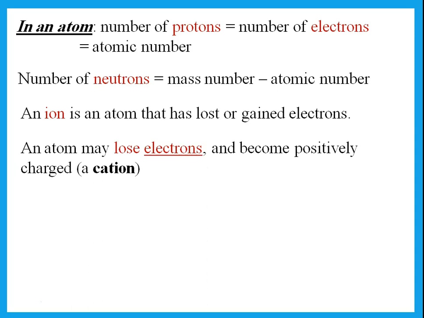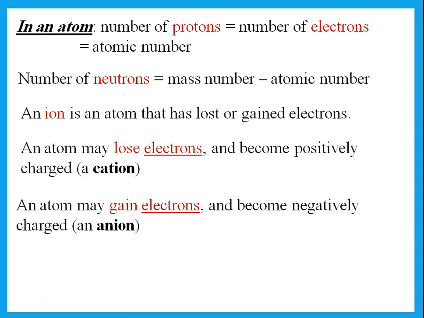So if it loses electrons, that means, remember that at the beginning it had equal number of protons and electrons. That means equal number of positive and negative charges. But when it loses electrons, that means it has lost some of its negative, and that means it becomes a positively charged ion, and that is called a cation. If it gains electrons, that means now it has extra negative, and that means it is a negatively charged ion, and that is called an anion.